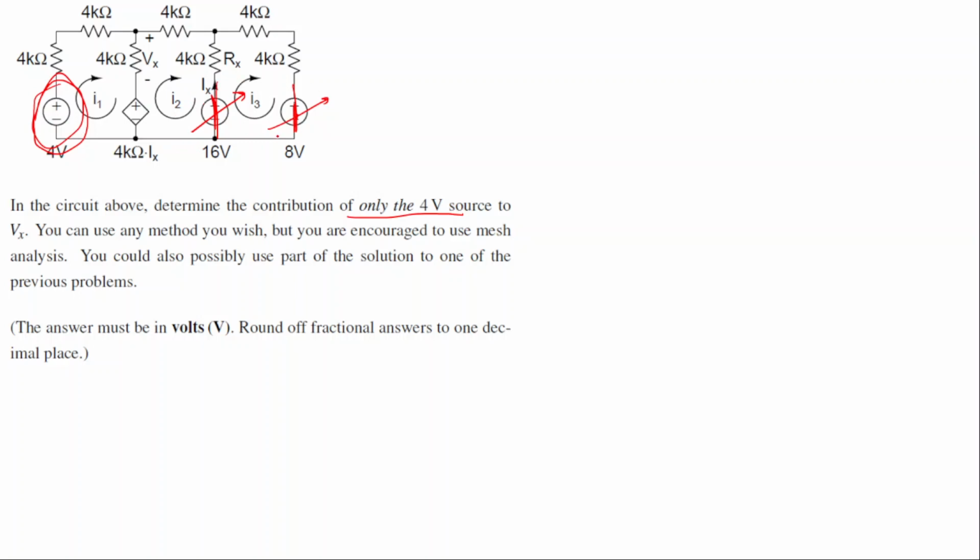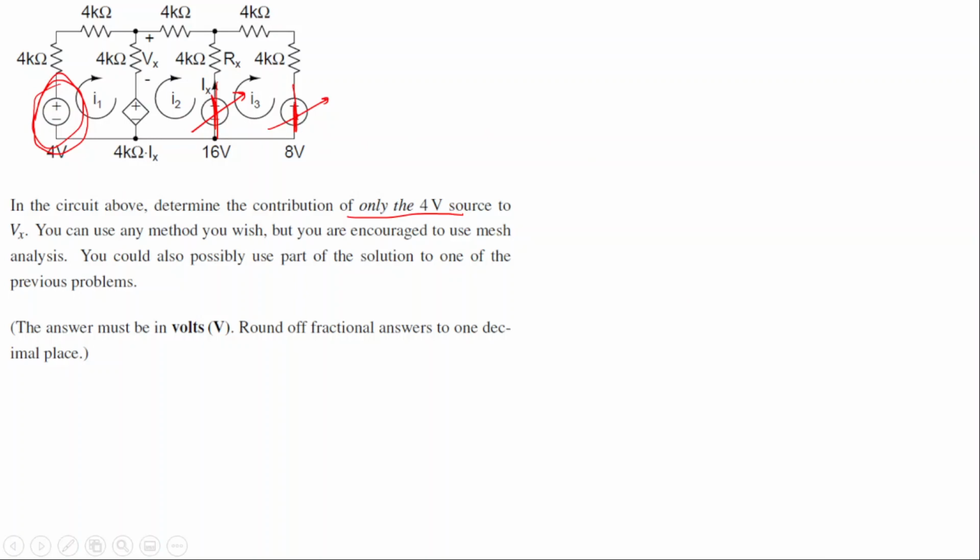Writing the KVL equation is quite simple, simpler than the earlier case, because the other voltage source becomes 0. We need to write only the voltage terms in this equation. Okay, is that clear?